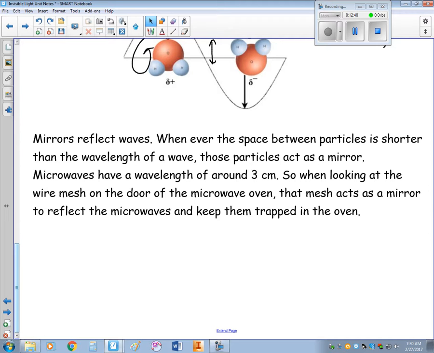And this is true for all kinds of waves. If you think about your bathroom mirror, the space between the particles in the bathroom mirror must be smaller than the wavelength of visible light. And that's what allows it to act as a mirror.